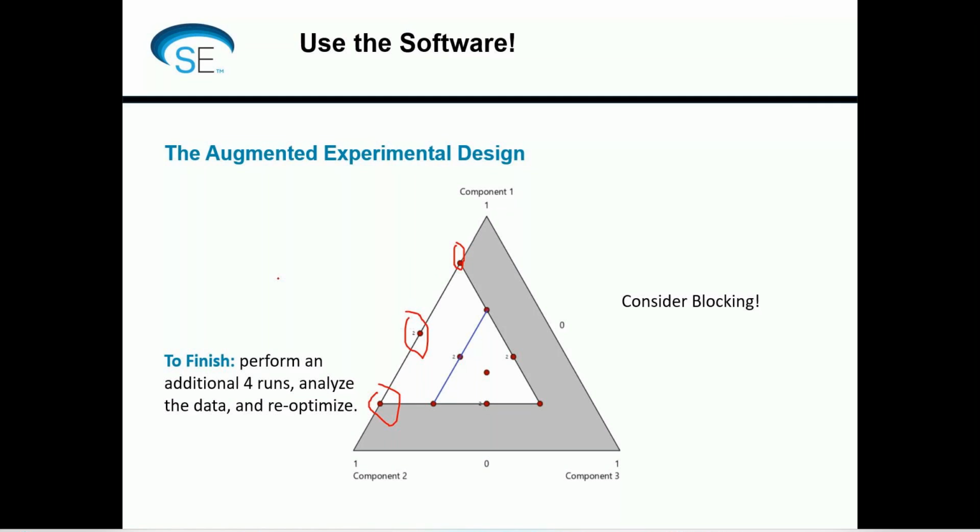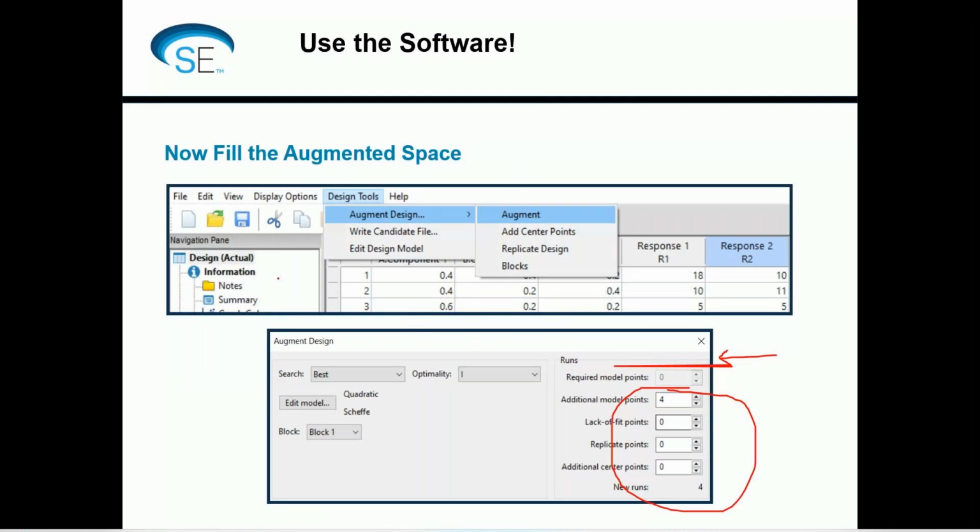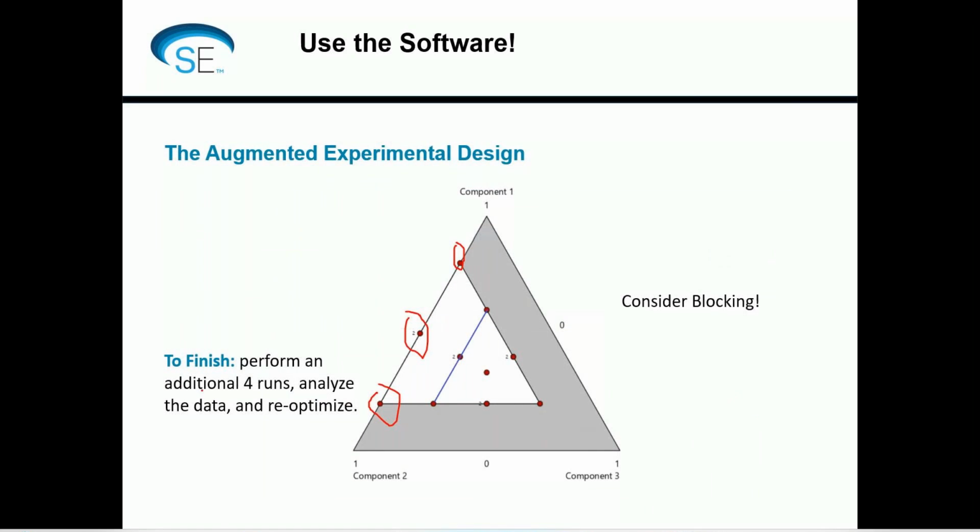So now to finish off, you'll see that the spreadsheet is going to have 4 blank rows for the additional 4 runs. Then analyze the data, and re-optimize. One warning here is consider blocking if, for example, you're doing this on a separate day or with a new lot of raw materials, or maybe a different lab tech is doing the additional 4 follow-up runs. You might want to consider blocking, which is the default in our software.